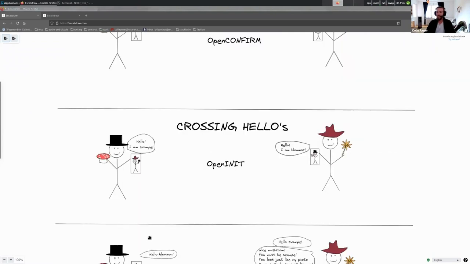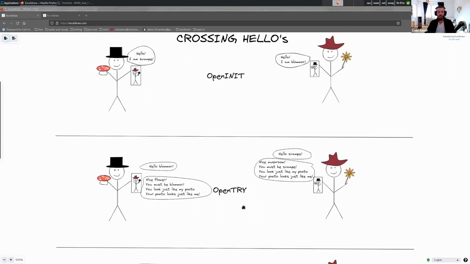Now we run into an interesting case: what happens if both folks do the same steps simultaneously? This is an important property of the four-way handshake within IBC: we must be able to progress even if they both occur at the same time. So here we have both Svante and Blumor saying hello at the same time, but then they also do the same verification, an open try.